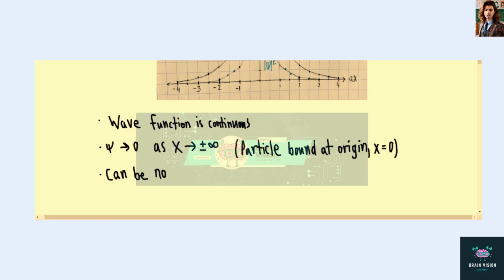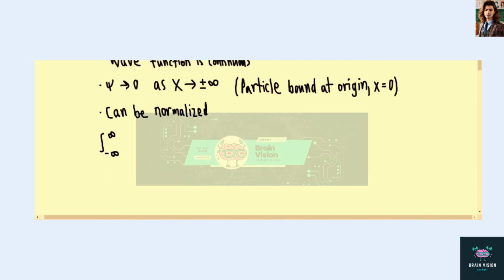Also, this means that we have a finite area under the curve of the wave function. So the wave function can be normalized. So we go ahead and normalize and we'll obtain a value for the normalization constant.